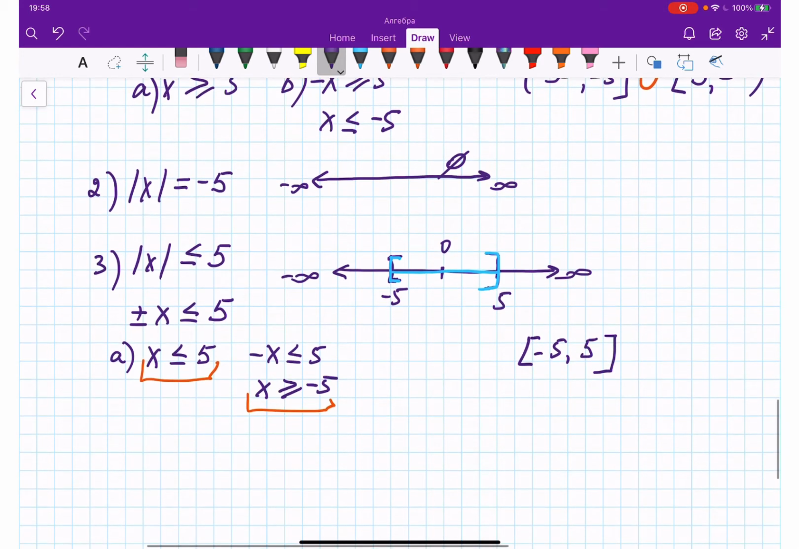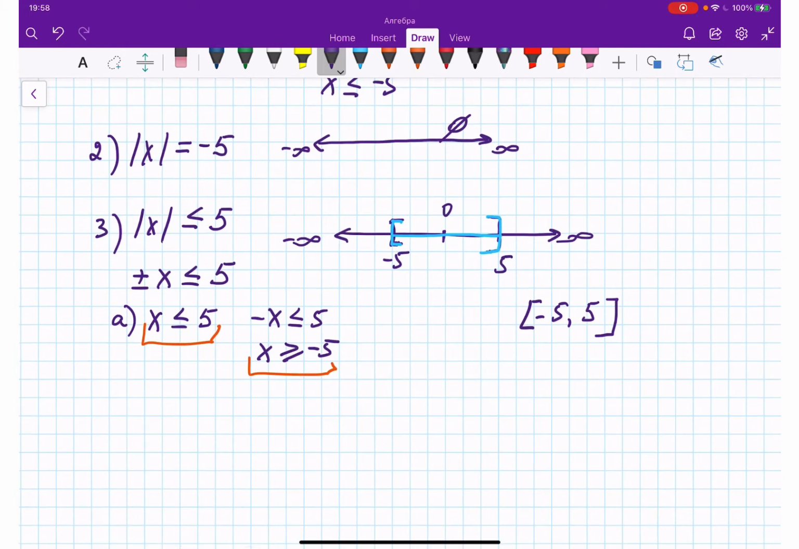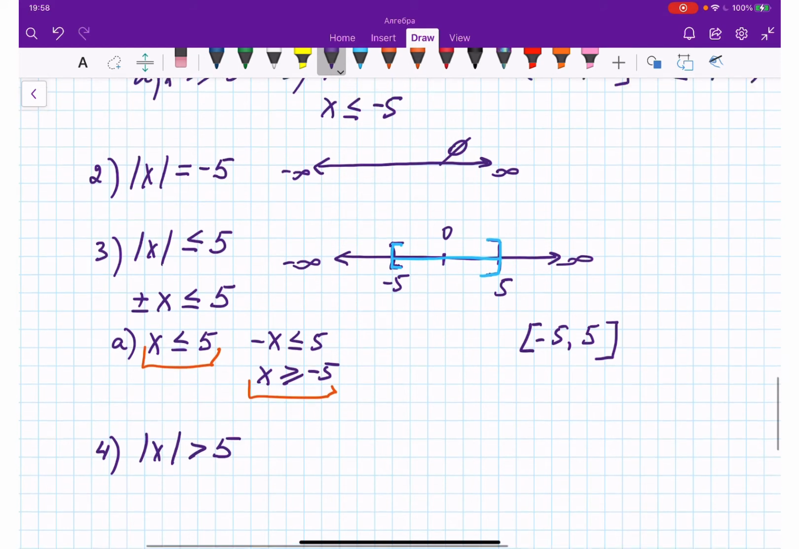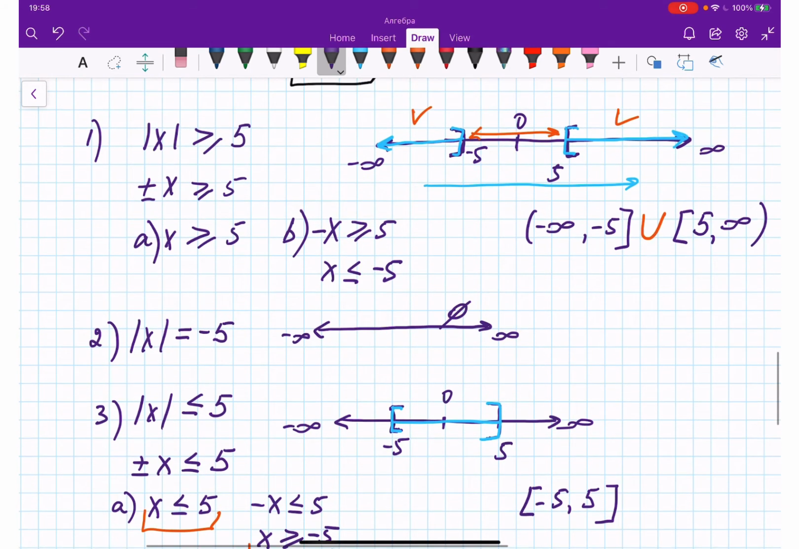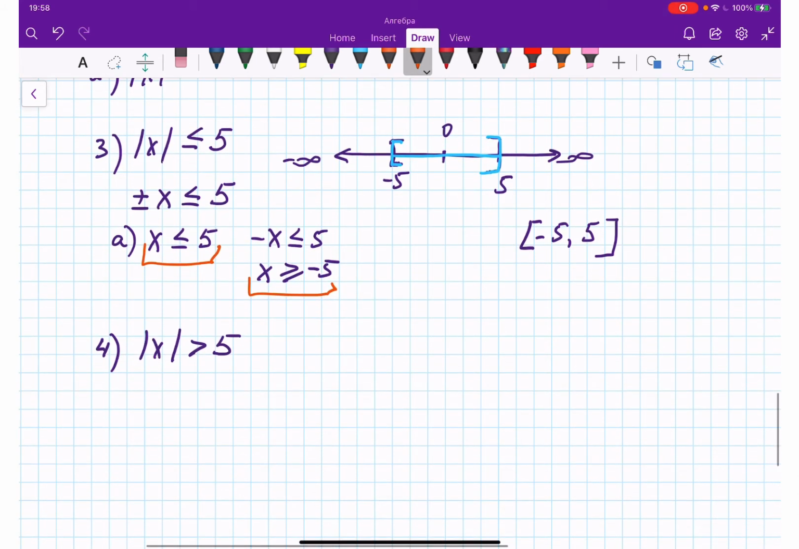Okay? Next version, number 4. Absolute value of x greater than 5. So it's going to be exactly the same as we have here, greater equal, with the difference we won't have square brackets because equal sign is missing, which means 5 itself will not be included. So let me write down.